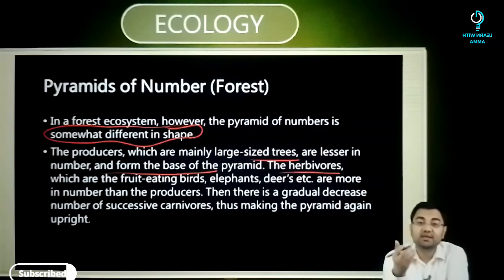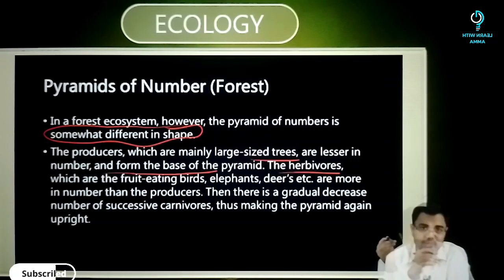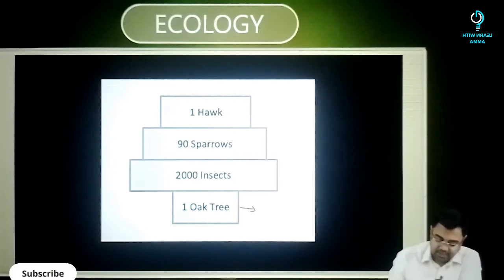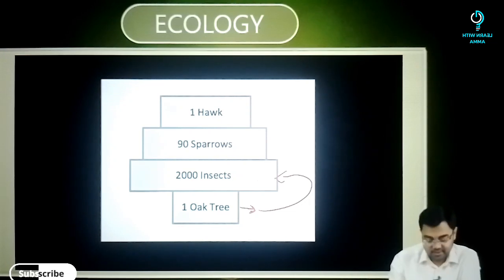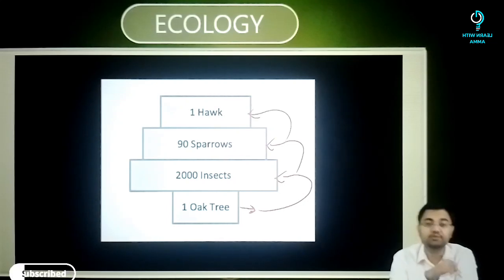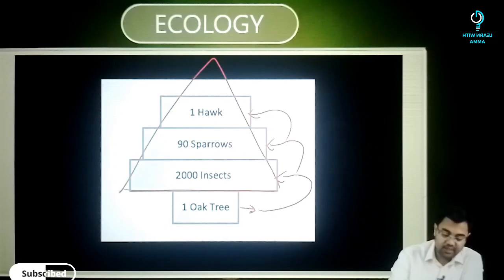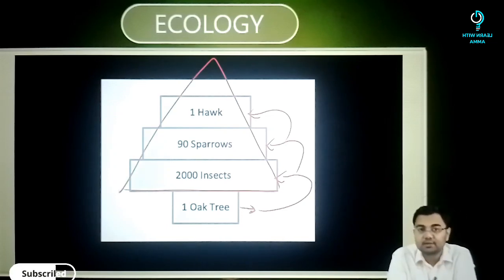Then there is a gradual decrease in the number of successive carnivores again, and that's why this pyramid again after this point is upright. So if we talk about this factor, you start with one tree. This one tree may have these many insects. These insects will be consumed by sparrows, and these sparrows can get consumed by a hawk. So after this you again have an upright pyramid.